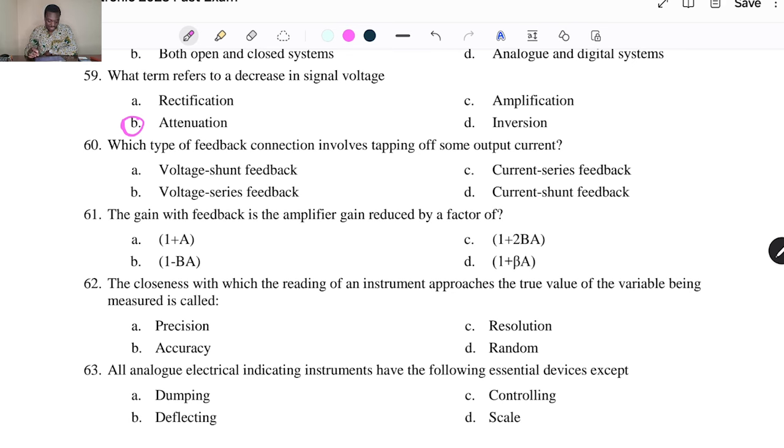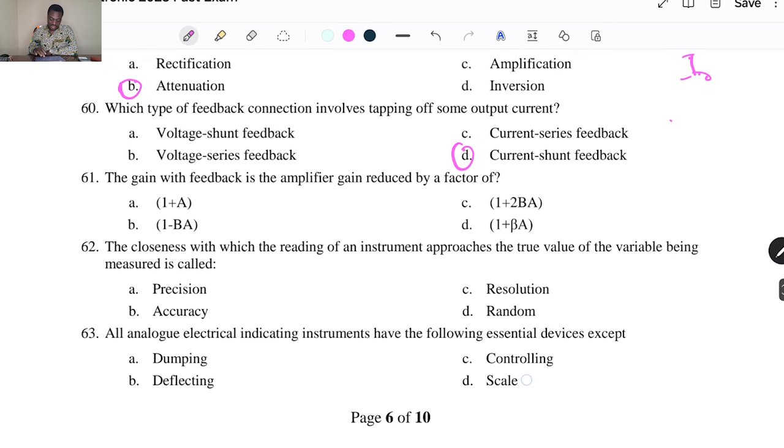Then the last question, which we'll be looking at, is which type of feedback connection involves tapping off some output current? So you tap off some output current. Here you can see that it's going to be D, right? Because when you have current shunt, you have the output being current, and then your feedback into your system is also current. So you are tapping on this. So this is D.